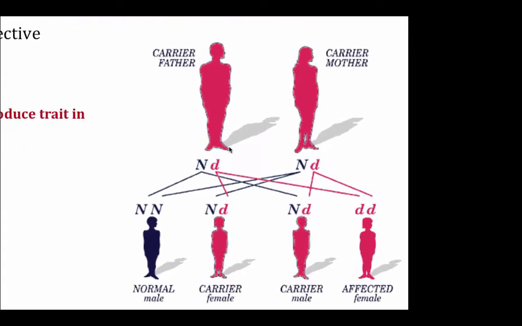In this picture, we have both parents being carriers, and if this is the possible combinations for their children, they have a 1 out of 4 chance of not carrying the gene, a 50-50 chance of being a carrier, and the carriers generally do not exhibit any of the traits of the condition, and a 1 out of 4 chance of inheriting the gene from both mother and father and being affected.